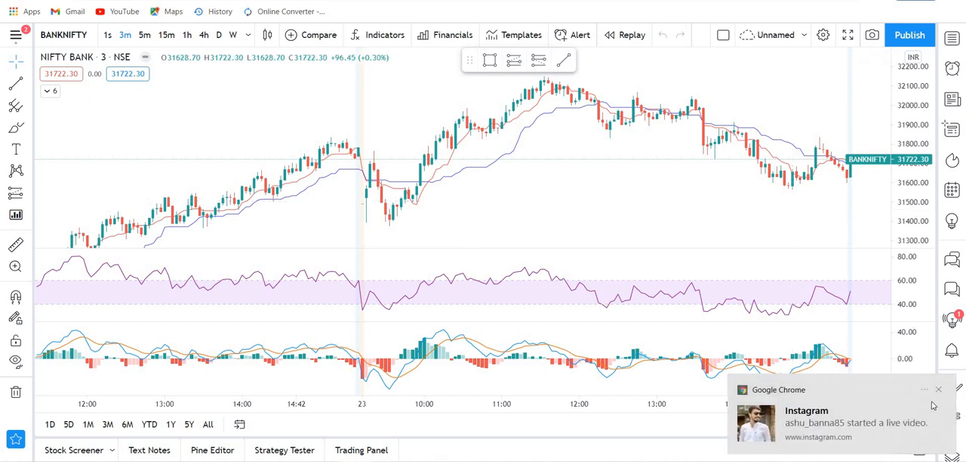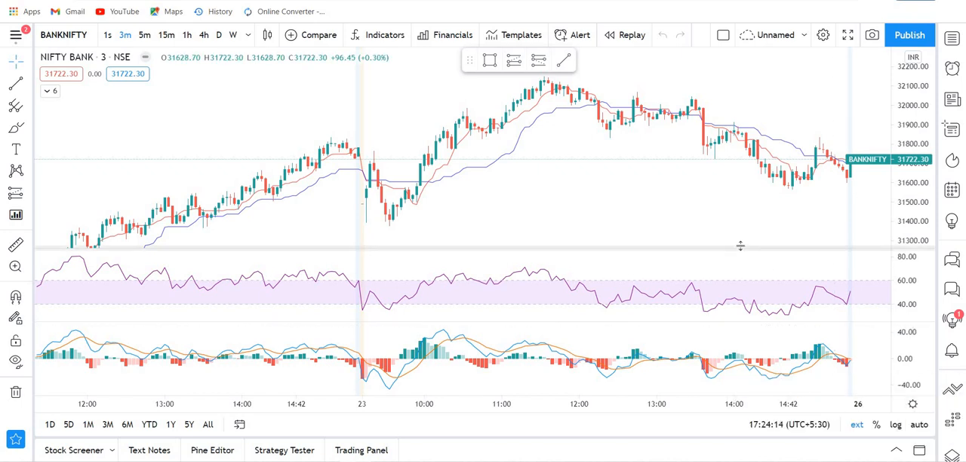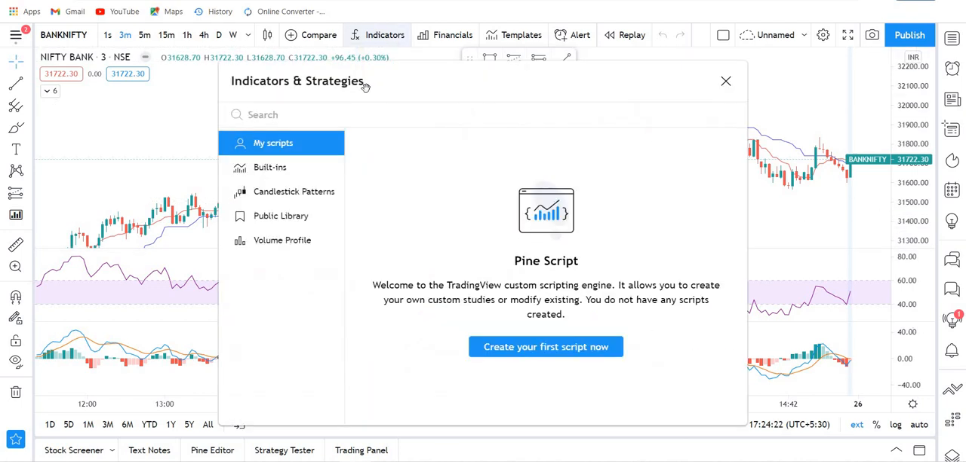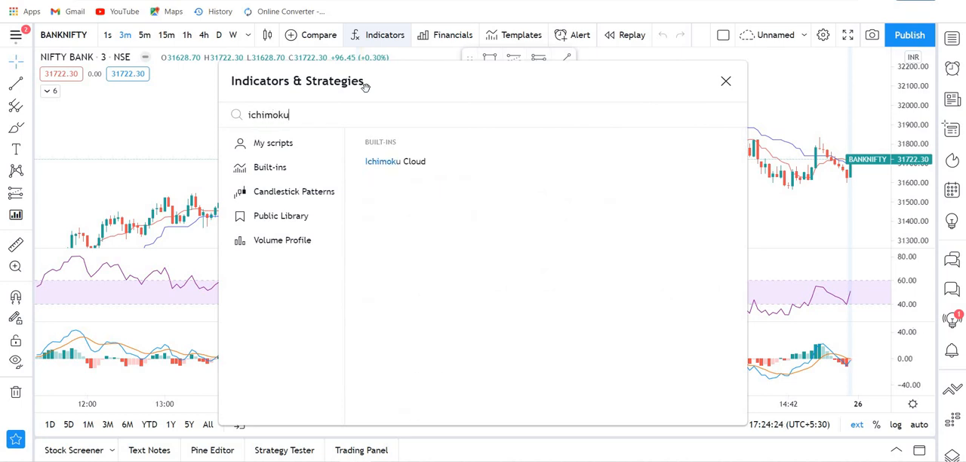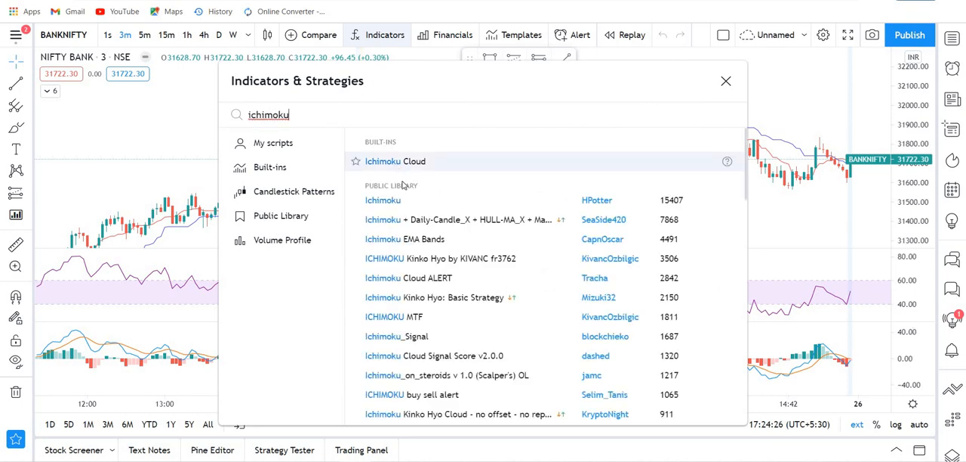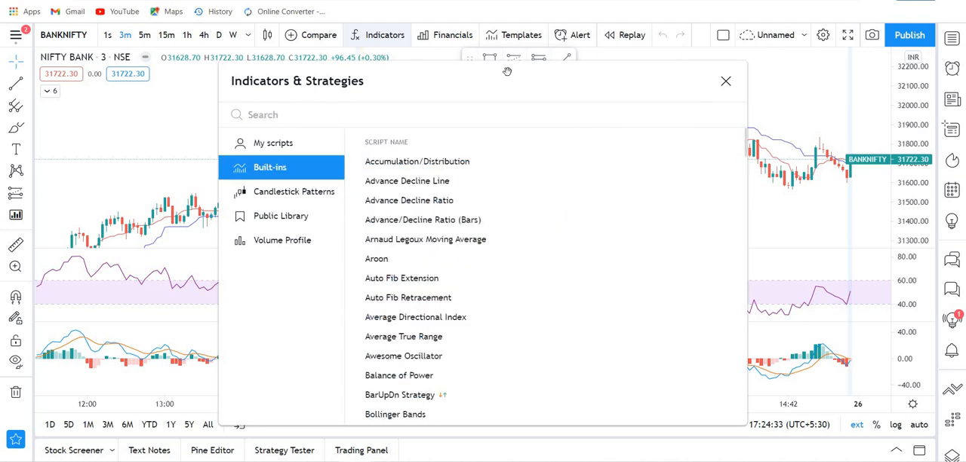First thing is that you have to add 3 indicators. Number one is Ichimoku. There will be 2 Ichimoku available for all of you. Let me show you. Ichimoku Cloud, this is the built-in one. We are going to use the Ichimoku from HPotter, right? Then we are going to use RSI and MACD.